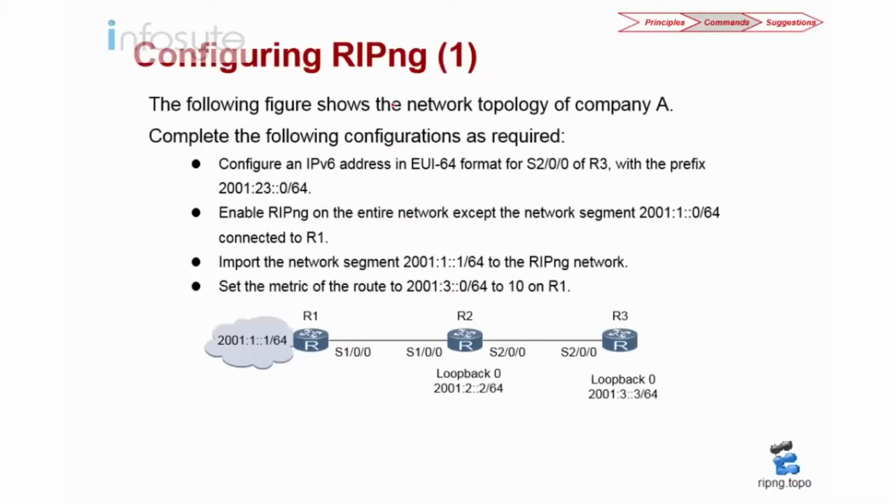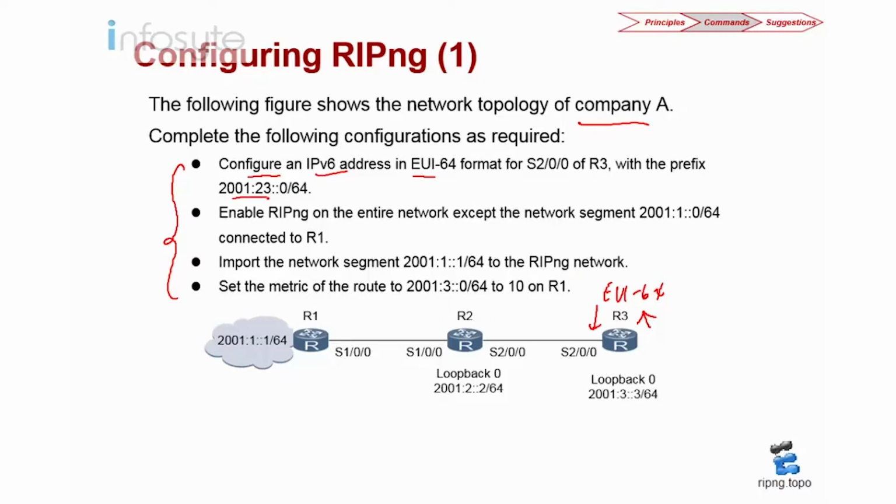So let's look into the first one, configuring RipNG. Now here I have a company A. So we have four things that we need to complete. All right, the requirement. So first is to configure IPv6 address using EUI64 on R3. So in R3, I need to configure EUI64 format. Remember that will be generating using the 64 prefix and with the MAC address.